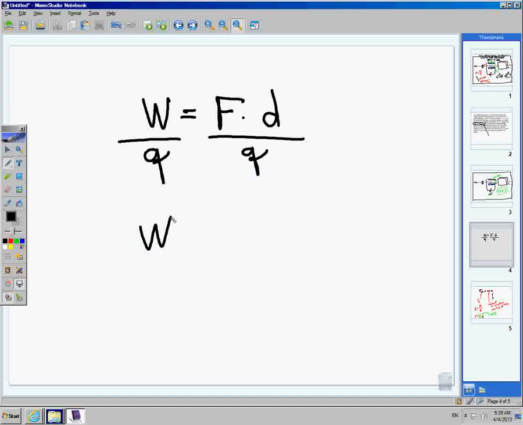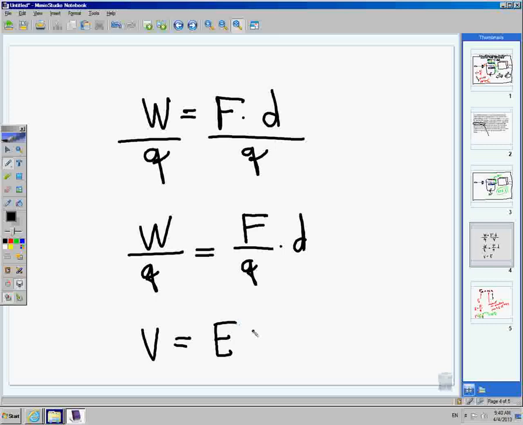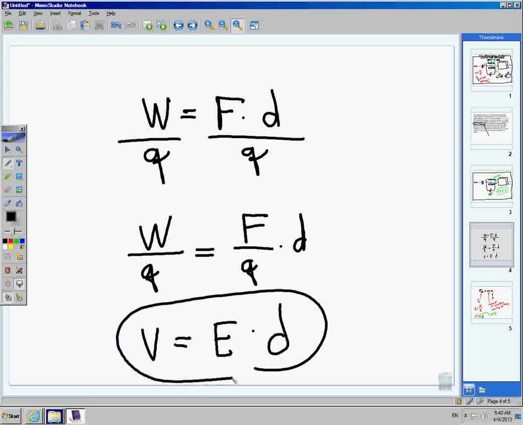that's the same as just having F over Q times D. Algebraically, that's the same. But notice, work per charge, that's the electric potential. Force per charge, that's the electric field strength. And then the distance is just D. So that's where this formula comes from: V equals E times D.